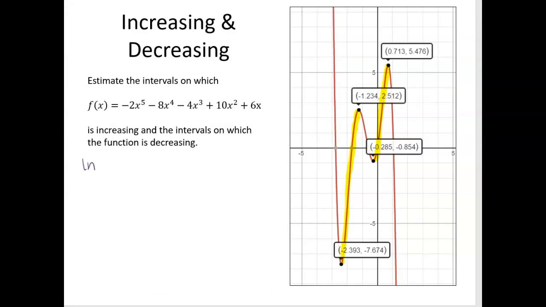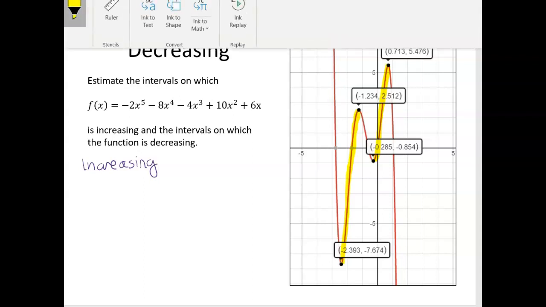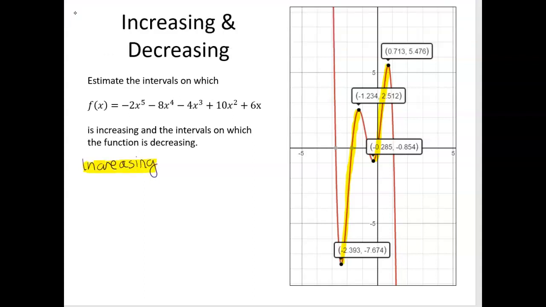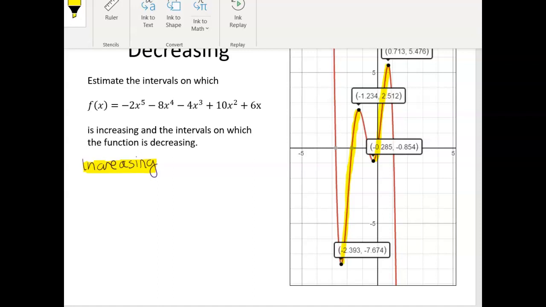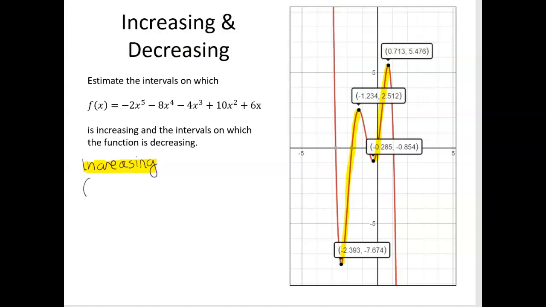All right, so increasing, which is the yellow part, okay? So let me highlight that. That's increasing. Okay, increasing will be the intervals. Remember, just use your x values here.